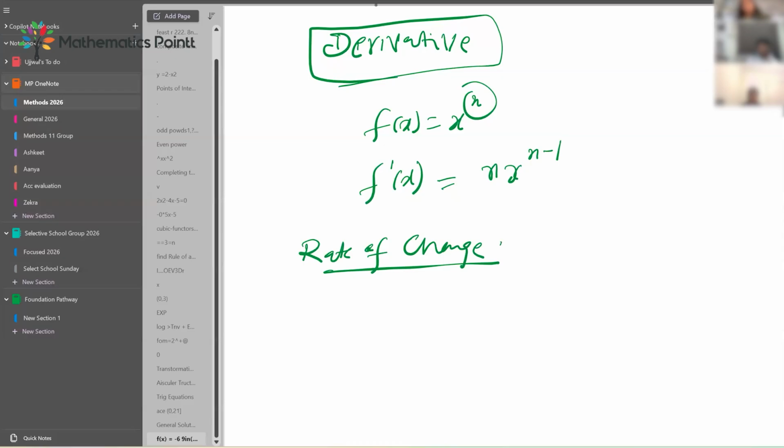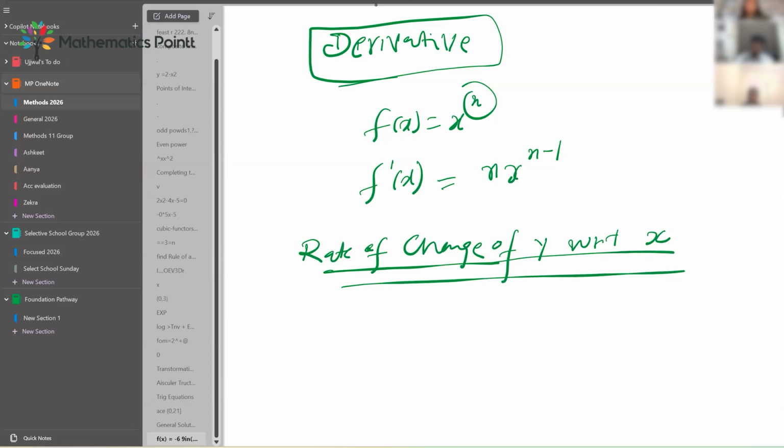A rate of change of y or f of x with respect to the change in x. How my y value changes with respect to my x value. The most commonly used word for rate of change is the slope or the gradient, popularly known as m.